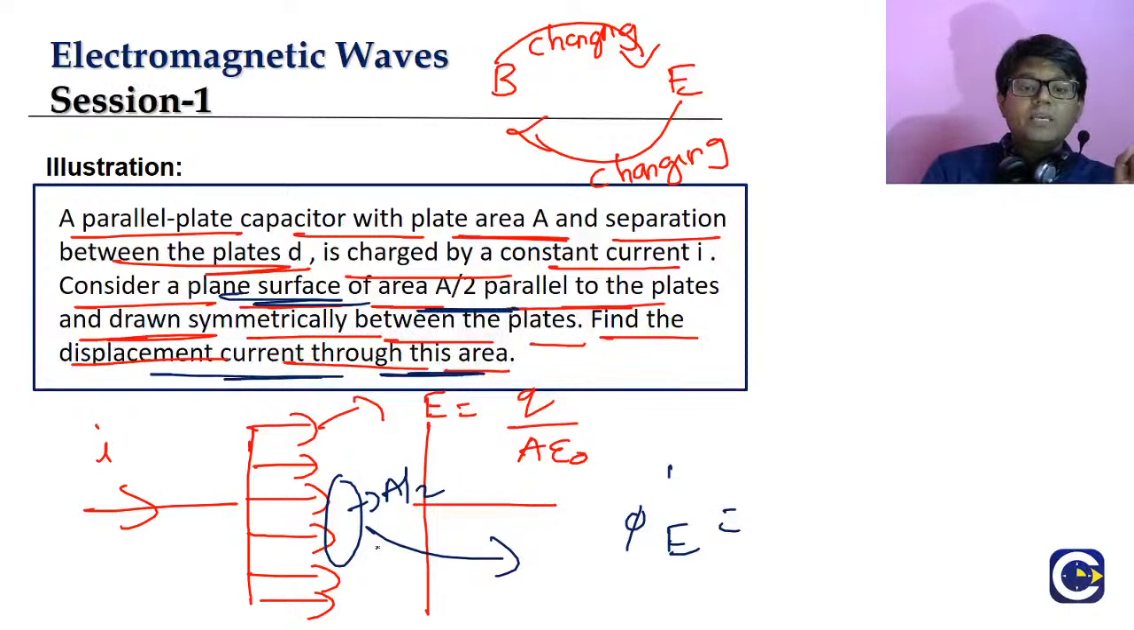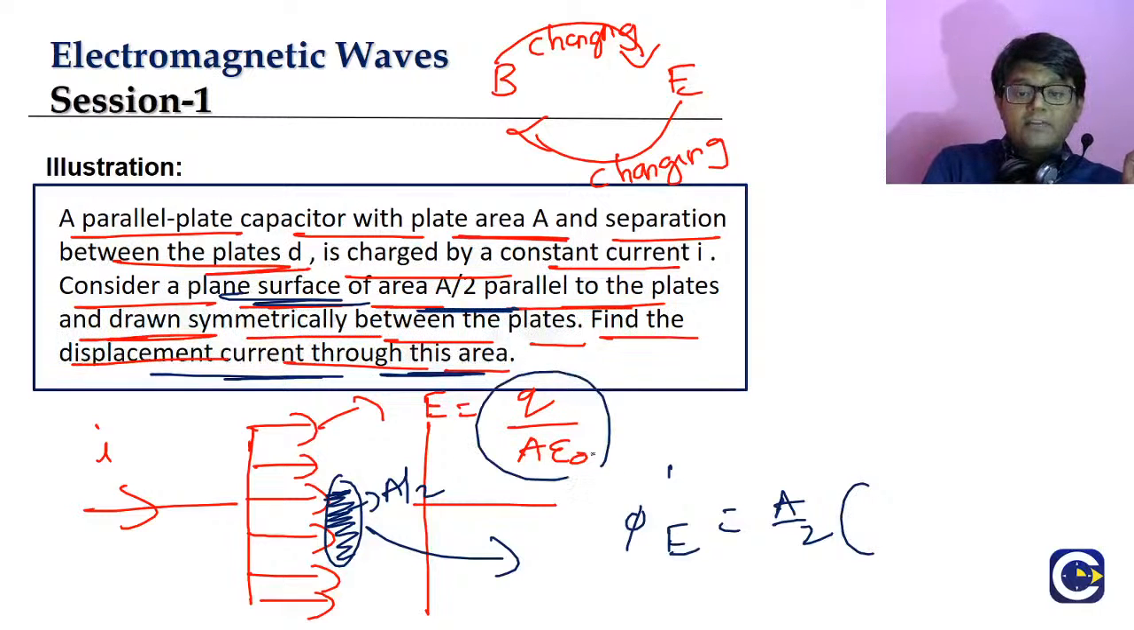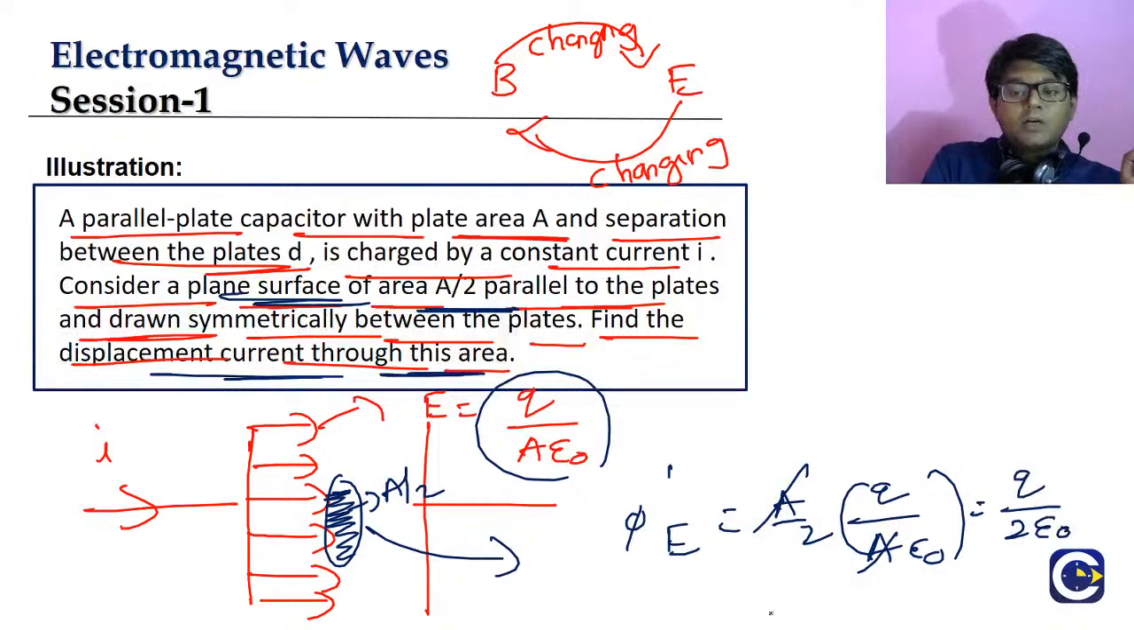Flux through this area will be equal to the area of this particular region, which is A by 2, into the electric field. The electric field is Q by A epsilon naught. So A is cancelled, and we get Q by 2 epsilon naught. That is the flux through this particular area.